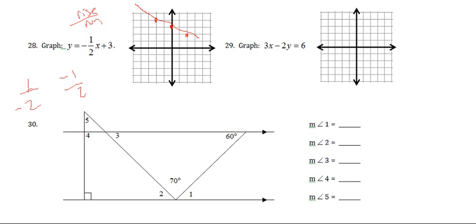Okay, this one I need to rearrange so it gets into slope-intercept form. So I subtract 3x from both sides. I get negative 2y equals negative 3x plus 6.